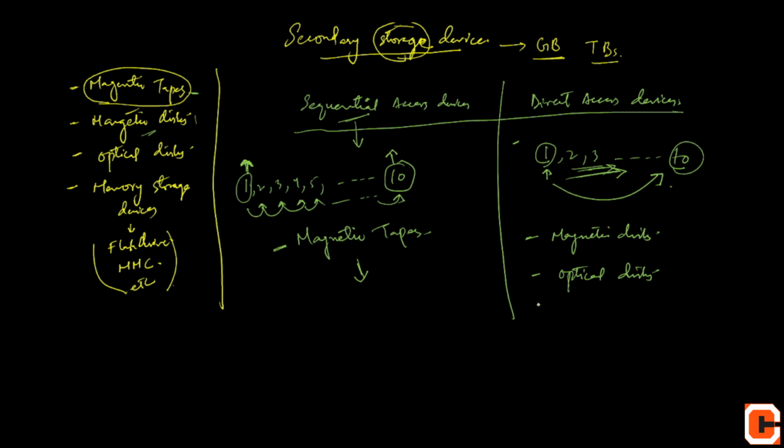Okay, what I said here, memory storage devices, are the best examples of direct access devices, and in future videos we are going to cover all of them. Now in today's video we will focus on magnetic tape, what magnetic tape actually is.